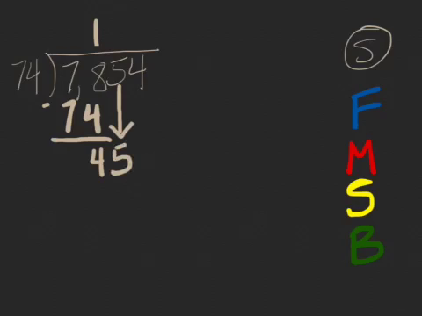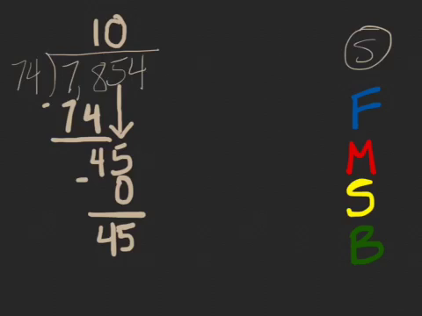Now 45. Can I take any groups of 74 out of 45? No, 45 is too little and 74 is too great. So that means I can take 0 groups of 74 out of the 45. Now, you can still go through the father, mother, sister, brother. We can multiply. 0 times 74 is 0. We can still subtract. And lo and behold, we still have 45.